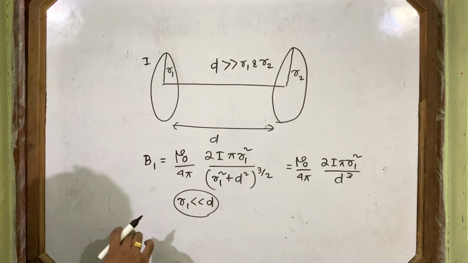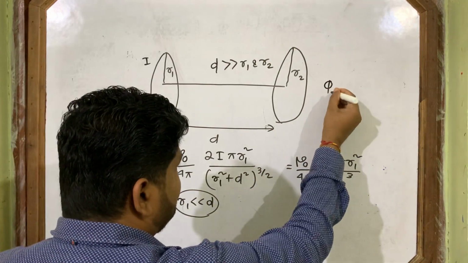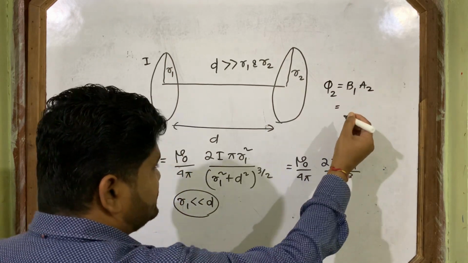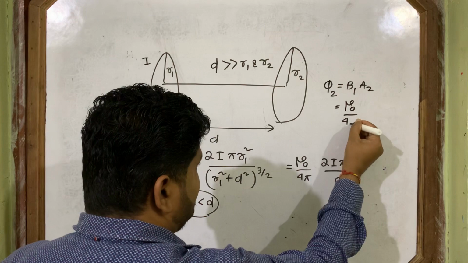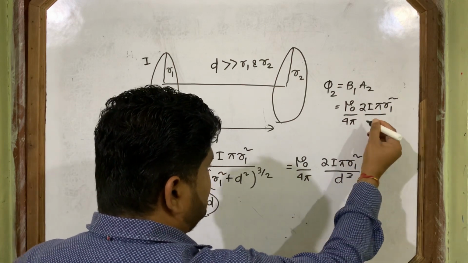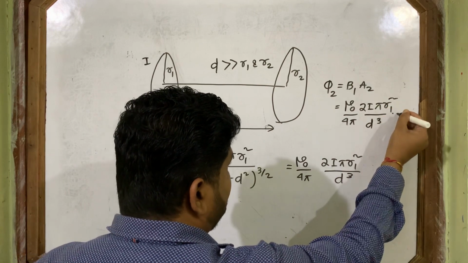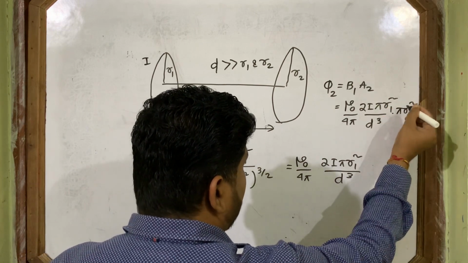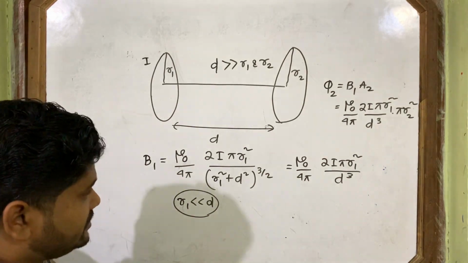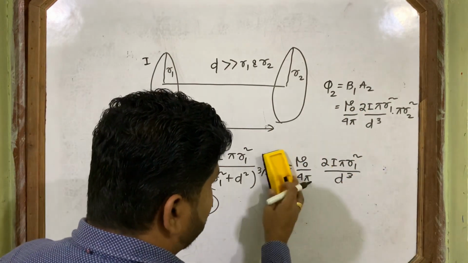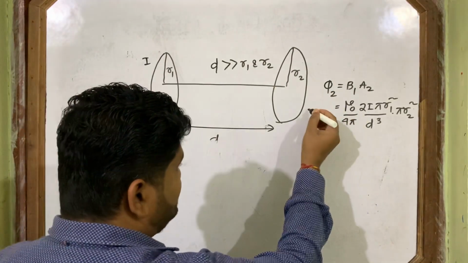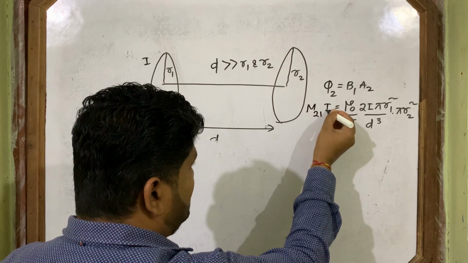Then what is the flux linked with the second coil? Magnetic field of the first times the area of the second. So this is mu naught by 4 pi, 2I pi R1 square divided by D cube, into pi R2 square. So now phi 2 is M21 into I.